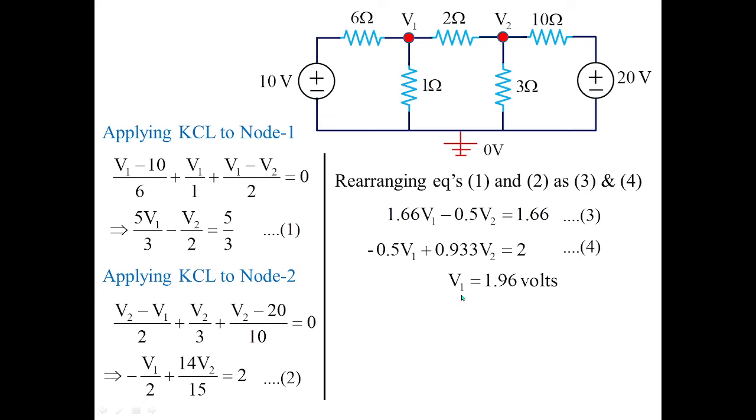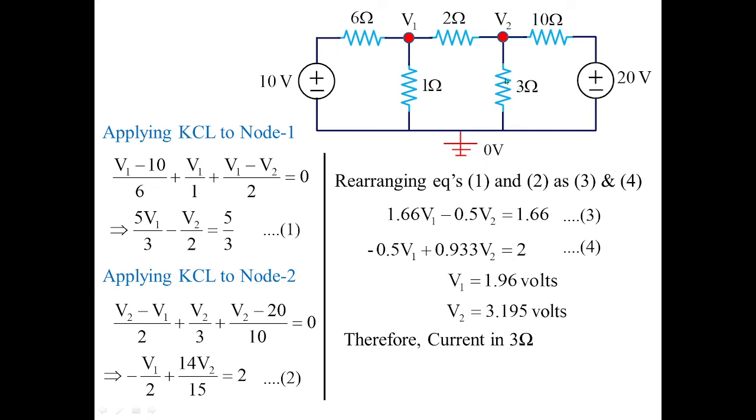We are going to get the value of V1 as 1.96 volts, V2 as 3.195 volts, and current we have to calculate in 3 ohms. Mind you, what was the current which we have calculated in 3 ohms using mesh analysis? It was I2 minus I3 multiplied with 3. So here we have to calculate current in 3 ohms using node analysis. So it will be V2 by 3, because V2 minus 0 by 3 is the branch current over here.